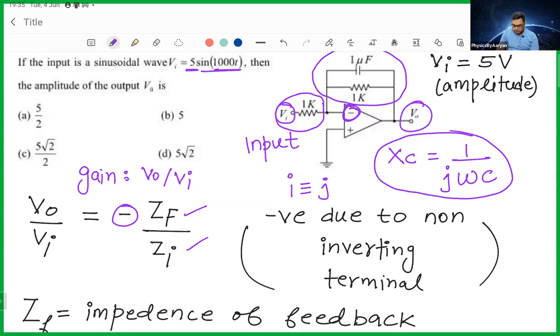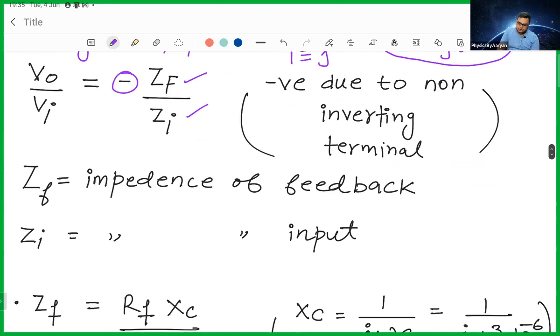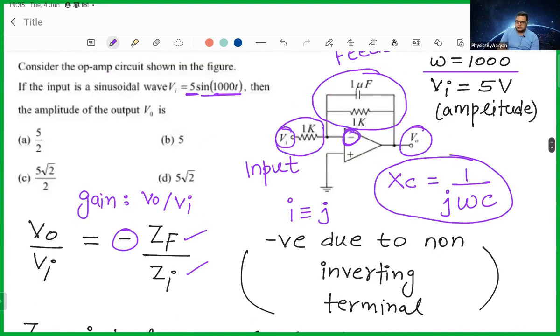Okay. Now let's talk about the impedance of the feedback. So let's find the impedance of this feedback circuit. In the feedback circuit, you can clearly see, I hope you can see, that the capacitor and resistor are parallel to each other. Is it true? Everyone can see that capacitor and resistor are parallel in the feedback circuit. No doubt in this, right? Yes. Everyone understands. Clear? Okay.